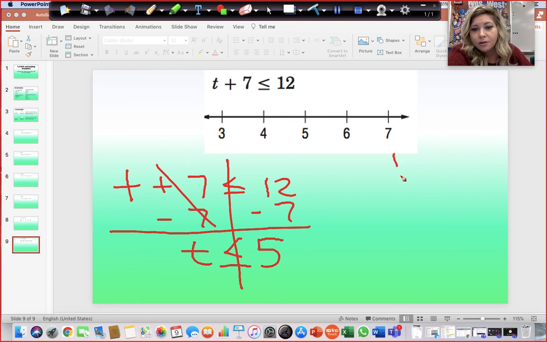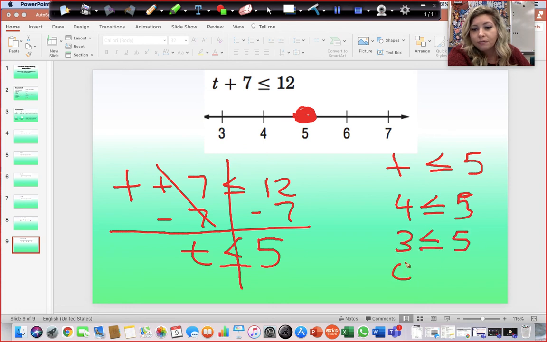So we want to shade in the direction of all numbers that are less than or equal to 5. So I'm going to circle 5. I'm also going to color it in because we are including 5. And then I'm shading all of the numbers that are less than or equal to 5, which could be 4 or 3 or 0. Okay, and I'm going to shade in that direction.